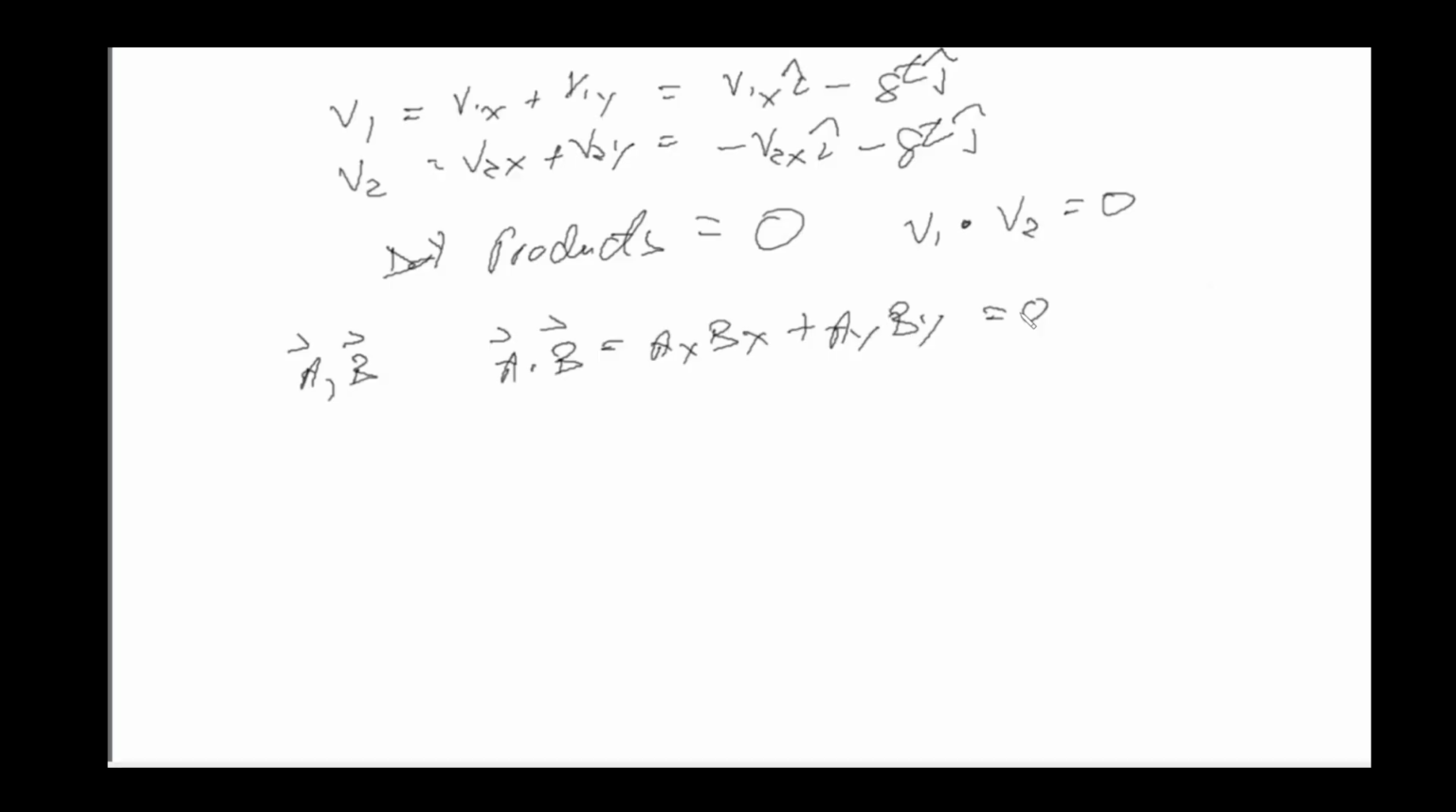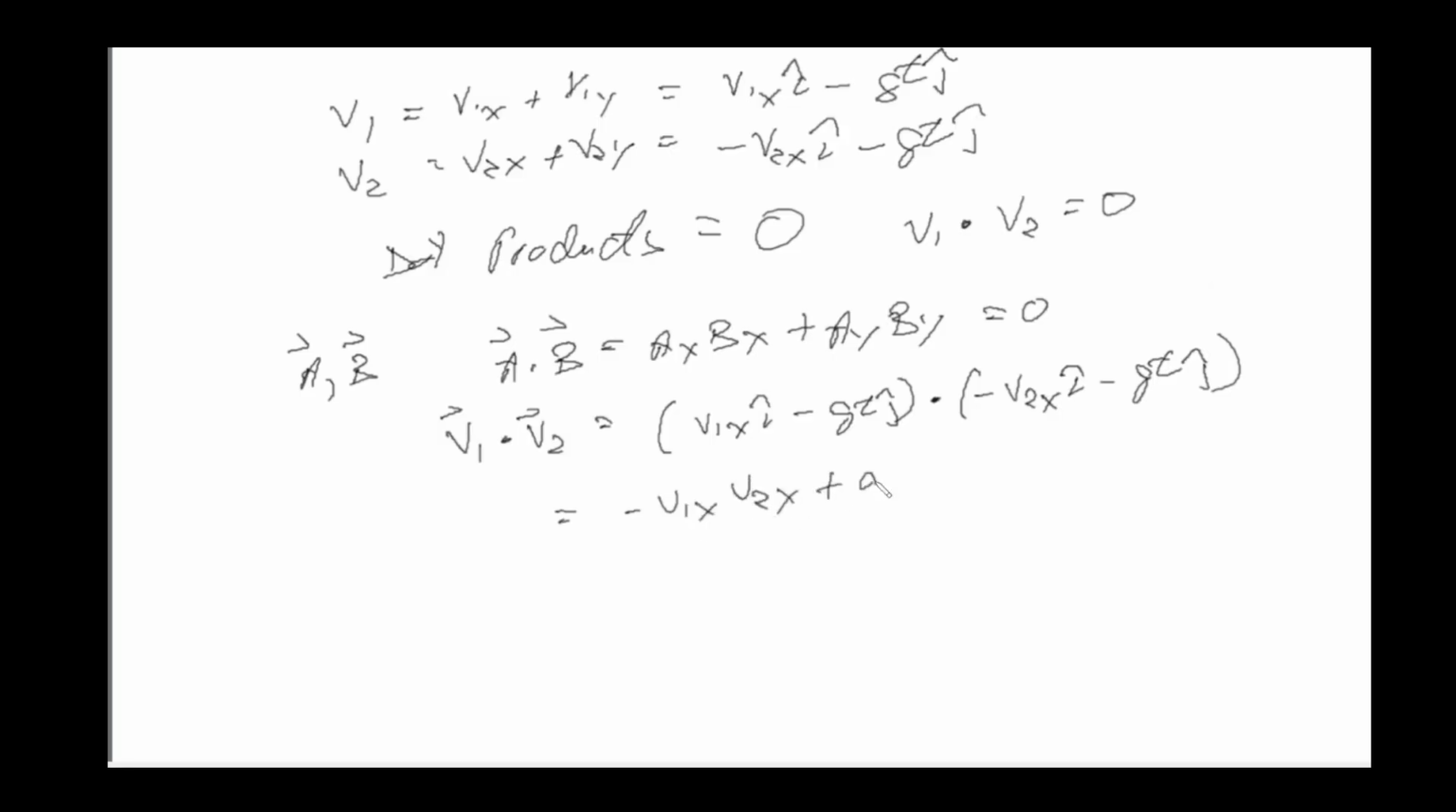So for our vectors v1 and v2, the dot product of v1 and v2 is equal to (v1x i minus gt j) dot (minus v2x i minus gt j), and that becomes minus v1x v2x plus g squared t squared, and if you solve for t, t equals the square root of v1x v2x over g.